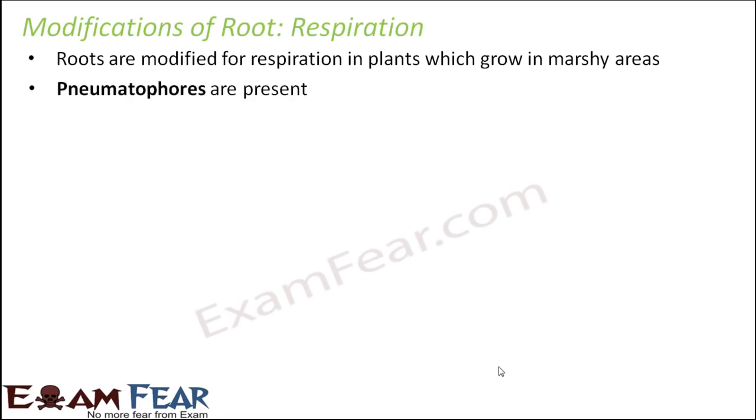They have special structures known as pneumatophores, and due to the presence of these pneumatophores, these kinds of roots help in respiration. For these plants in swamps or marshy areas, the oxygen content is less. So there is less oxygen in marshy areas. Therefore, in order to adapt to those circumstances, specialized structures develop from roots which act as respiratory organs, and these specialized structures are known as pneumatophores.